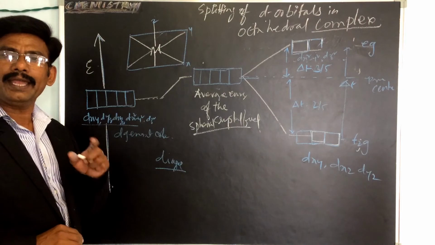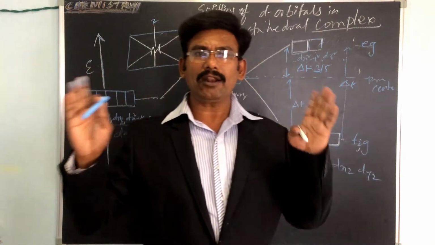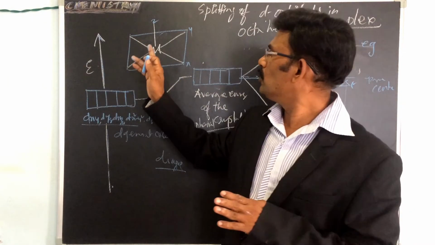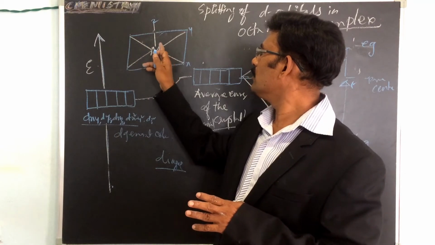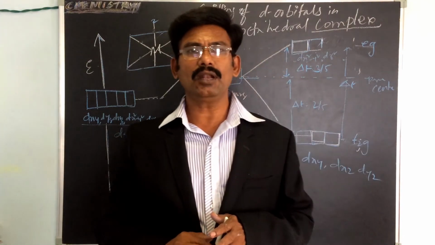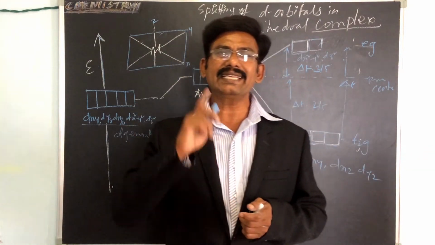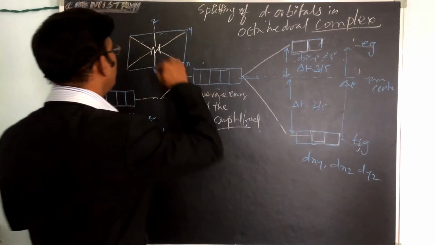Now in the octahedral complex, how many axes are there in total? Corners 1, 2, 3, 4, 5, 6. Total 6, which means 6 ligands approach the metal atom. Six ligands.